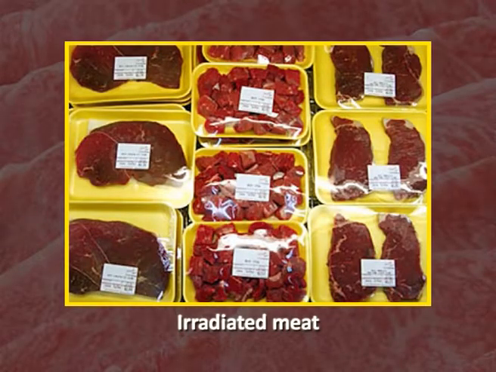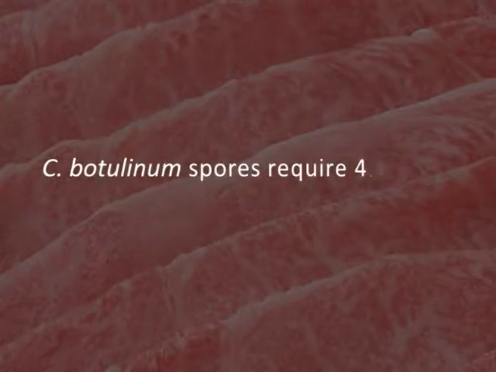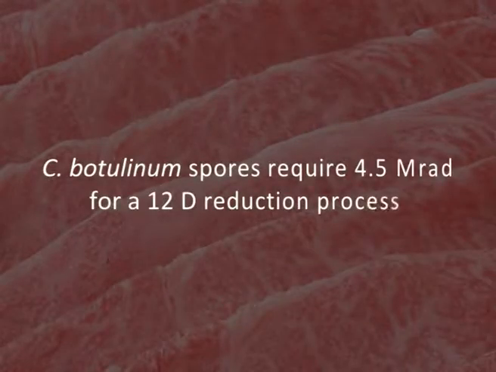A dose of 4 to 5 megarads, that's radappertization, can sterilize pork, poultry, and fish. This level of treatment is the most severe and will destroy all spoilage and pathogenic microorganisms. Clostridium botulinum spores require 4.5 megarads for a 12D reduction process. This requires that the process reduces a hypothetical Clostridium botulinum population by 12 decimal logarithmic cycles. Unfortunately, there are no indicator microorganisms that will survive such a process. Furthermore, it would stimulate off flavors and odors and possibly cause textural damage as well.